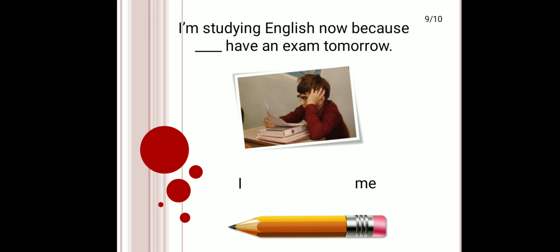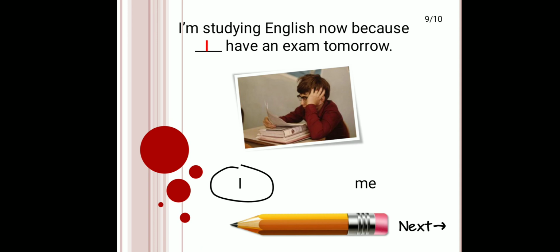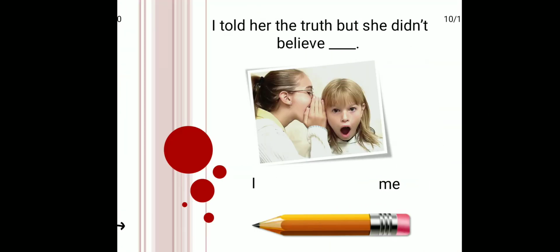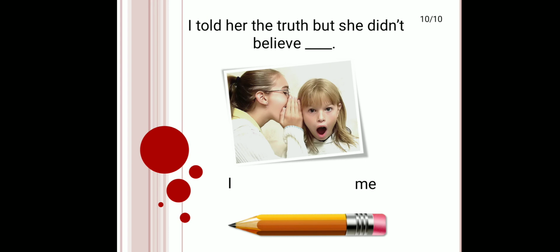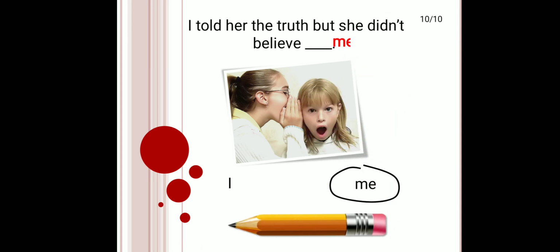I am studying English now because I or me have an exam tomorrow. What should I say here? I'm studying English now because, excellent, I have an exam tomorrow. I told her the truth, but she didn't believe. At the end, after the verb, what should I put? Subject or object? Super, I have to use an object pronoun. So I told her the truth, but she didn't believe me. Excellent, excellent.